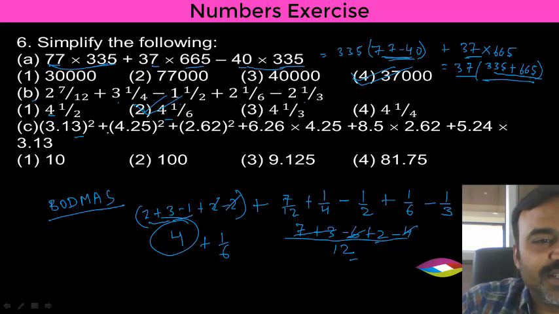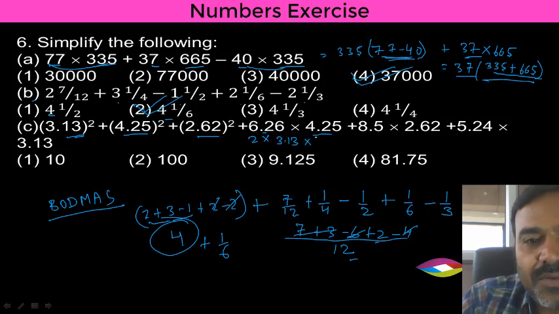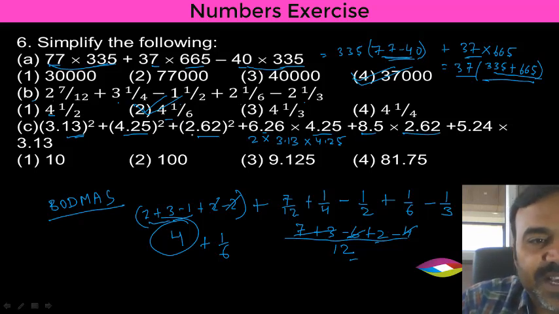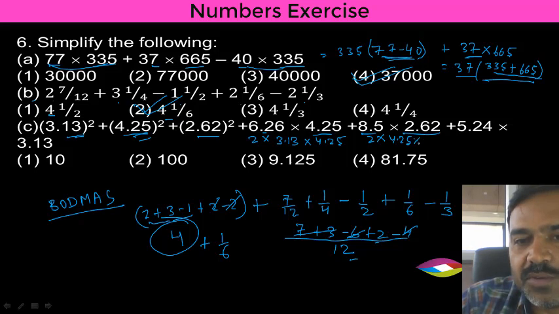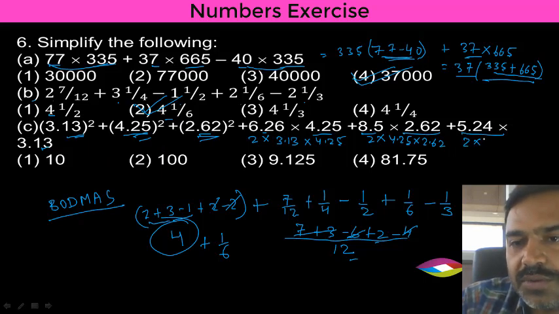Look at this carefully. It is 3.13 square plus 4.25 square plus 2.62 square plus 6.26 into 4.25. Look at this, 6.26 is 2 into 3.13 into 4.25. Similarly, 8.5 into 2.62, this 8.5 is actually 4.25 into 2. So it is 2 into 4.25 into 2.62. Similarly, 5.24 into 3.13, 5.24 is actually 2 into 2.62. So 2 into 2.62 into 3.13.